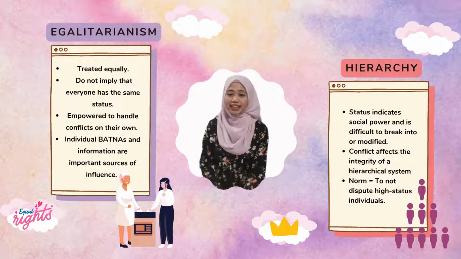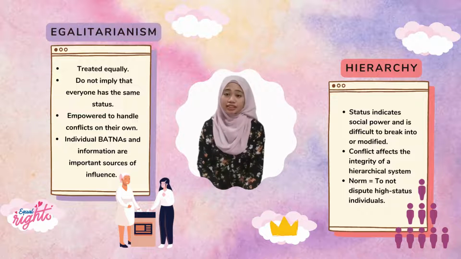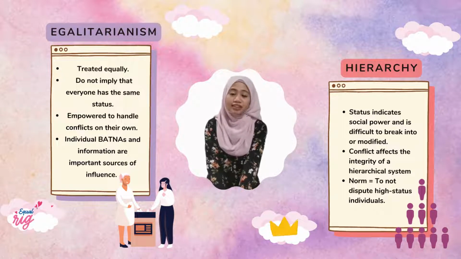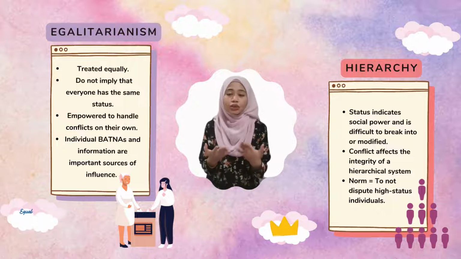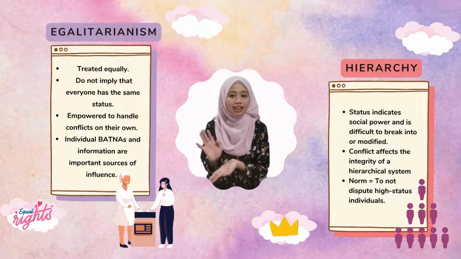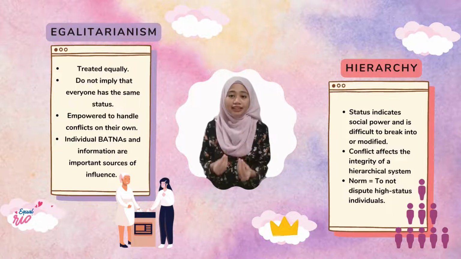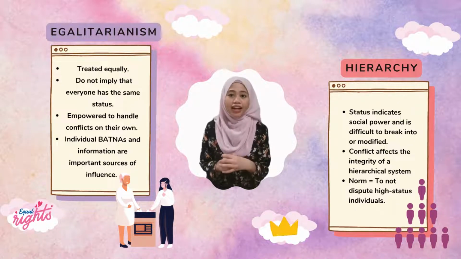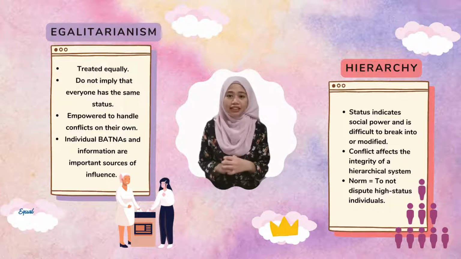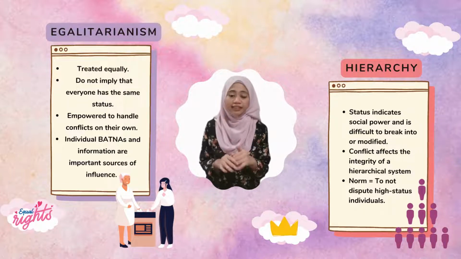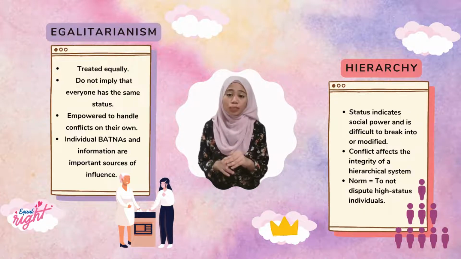So we will continue with the second dimension, egalitarianism versus hierarchy. Egalitarianism is a cultural orientation in which everyone wants to be treated equally. This cultural dynamic does not imply that everyone has the same status, but instead, the status differences are easily overcome. People in egalitarian culture are empowered to handle conflict on their own. However, the power base in negotiation may change. In these societies, individuals' partners and information are important sources of influence, while status and position are quite meaningless.